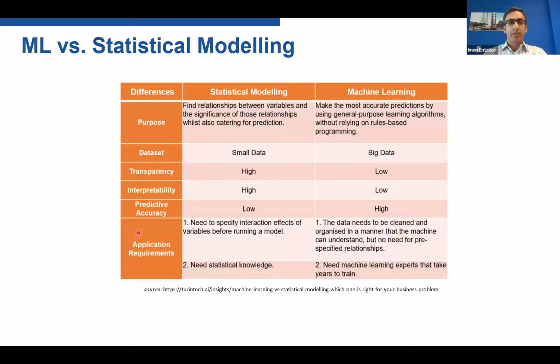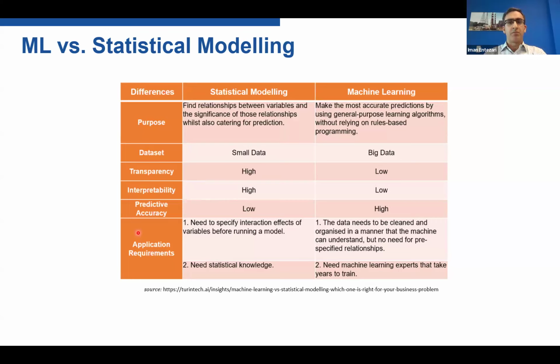There are some differences between statistical modeling and machine learning modeling. I found this figure and I have put the source there. I thought it is useful to bring up here. Mainly, I think the main difference is the purpose of ML versus statistical modeling. In ML, we are looking to get the most accurate predictions. That's the final goal. We want to get the best predicted results. In statistical modeling, usually we are trying to find the relationships between the variables, and how significant the relationship between the variables is. And then the secondary goal is to develop a model so that we can do the predictions.